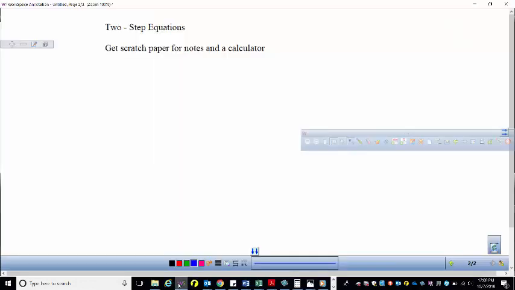Okay, so our next video is going to be about two-step equations, meaning you have to do two operations and then you can get your answer. They're similar to one step, but you will have two operations you have to do. So first, I like to underline my variable. M is my variable. So the first thing is I have a multiply and I have a plus.